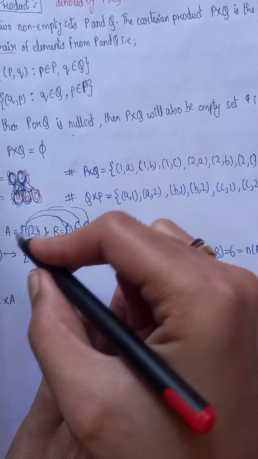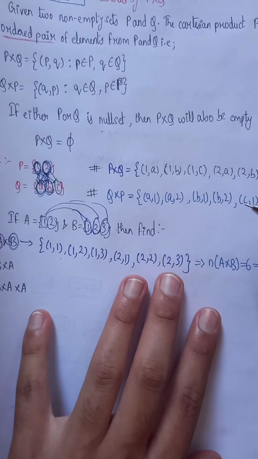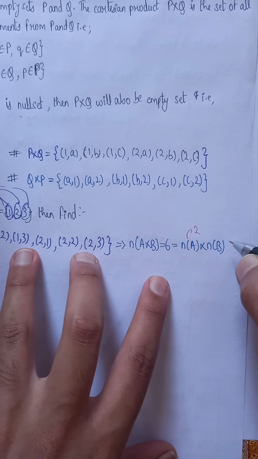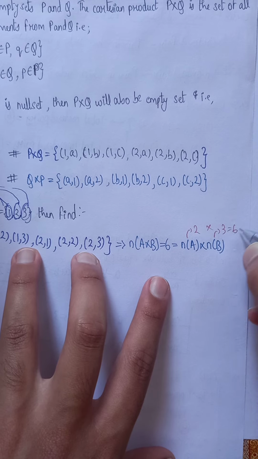Number of elements in set A is how much? 2. There are 2 elements in set A. So the number of elements in set A is 2. The number of elements in set B is 3. So 2 into 3 is equal to 6.